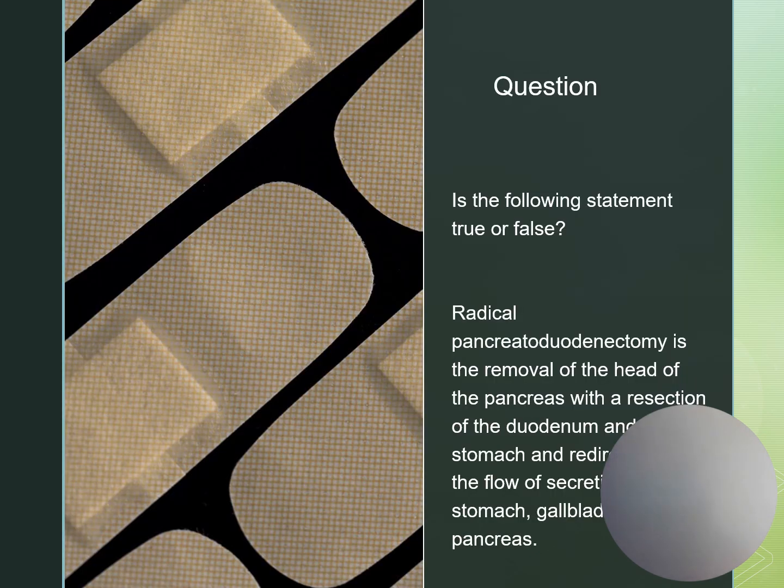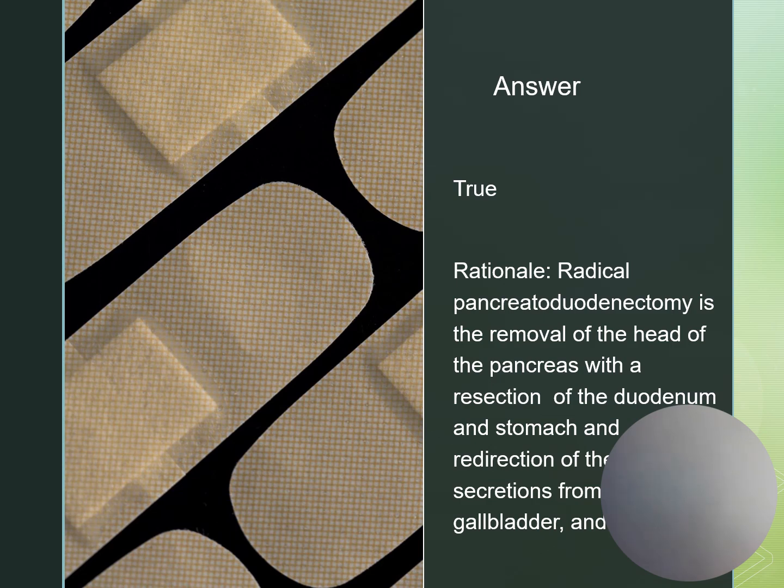True or false? The Whipple procedure is the removal of the head of the pancreas with the resection of the duodenum and the stomach and redirection of the flow of secretions from the stomach, gallbladder, and pancreas. This is true.